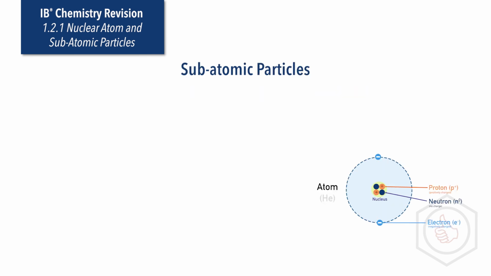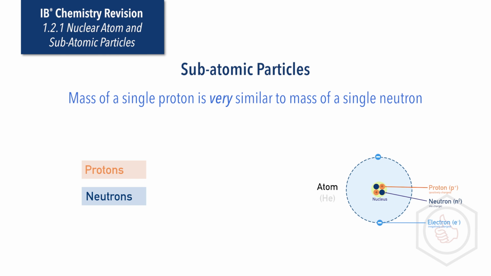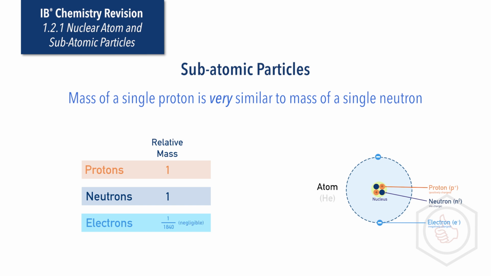The masses of protons and neutrons are very similar to each other. They aren't exactly the same, but they're so close that we don't really need to worry about their difference. So because of this, we assign them a relative mass of 1 each. Relative just means compared to each other. The mass of an electron is nearly 2,000 times smaller than the mass of a proton and neutron, meaning it's considered negligible and often isn't used in calculations because it's so small.